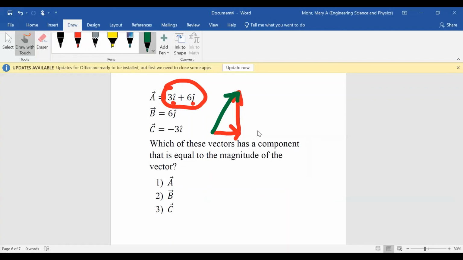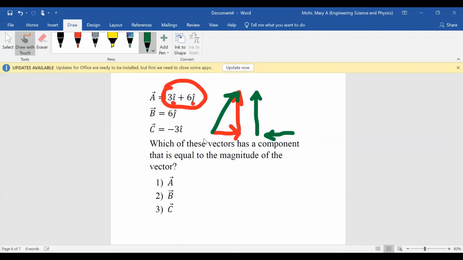B is going 6 in the y direction, so that's like this. C is going negative 3 in the x direction, or you could say 3 in the negative x direction. Okay, and again, we'll talk about this more in our next video. Which of these vectors has a component that's equal to the magnitude of the vector?